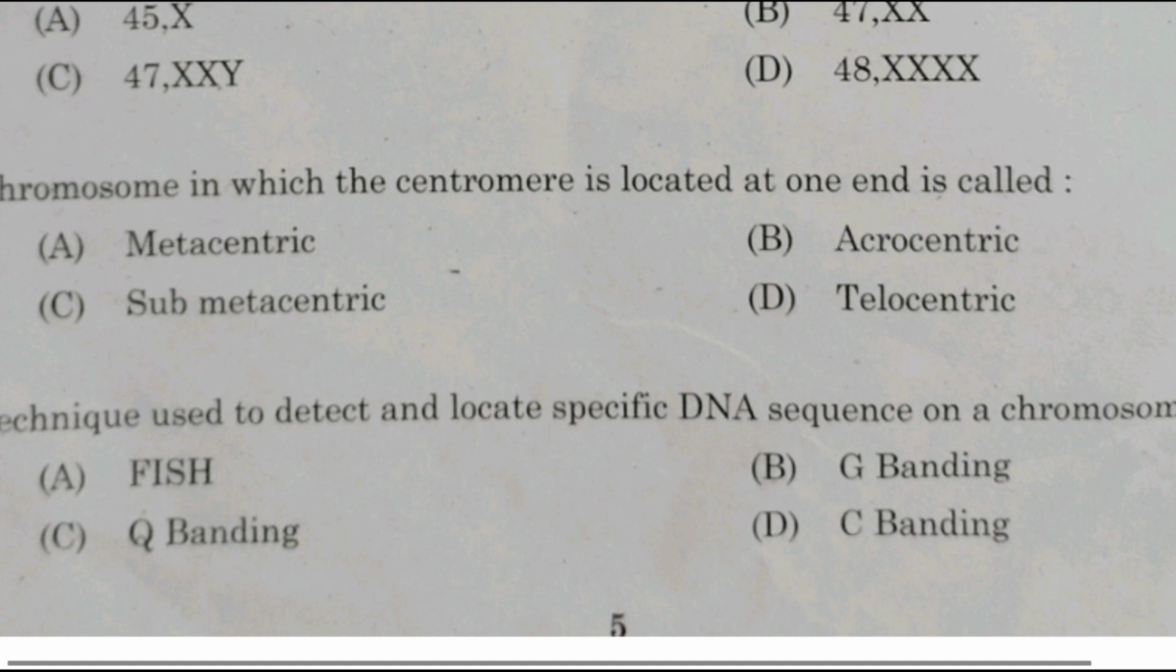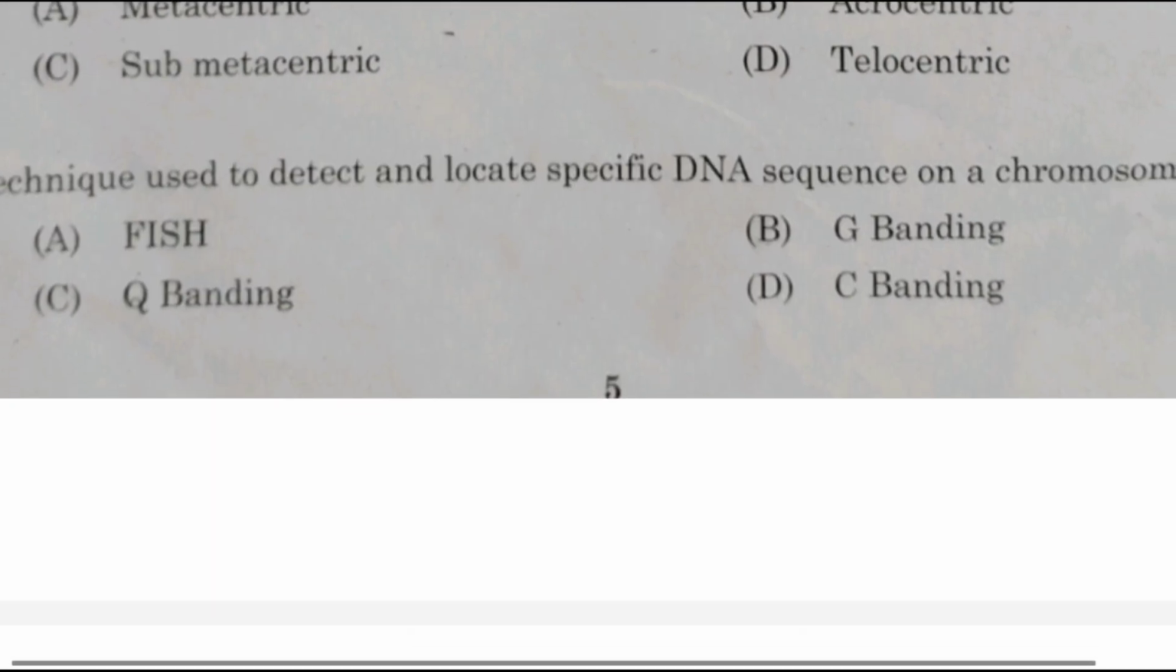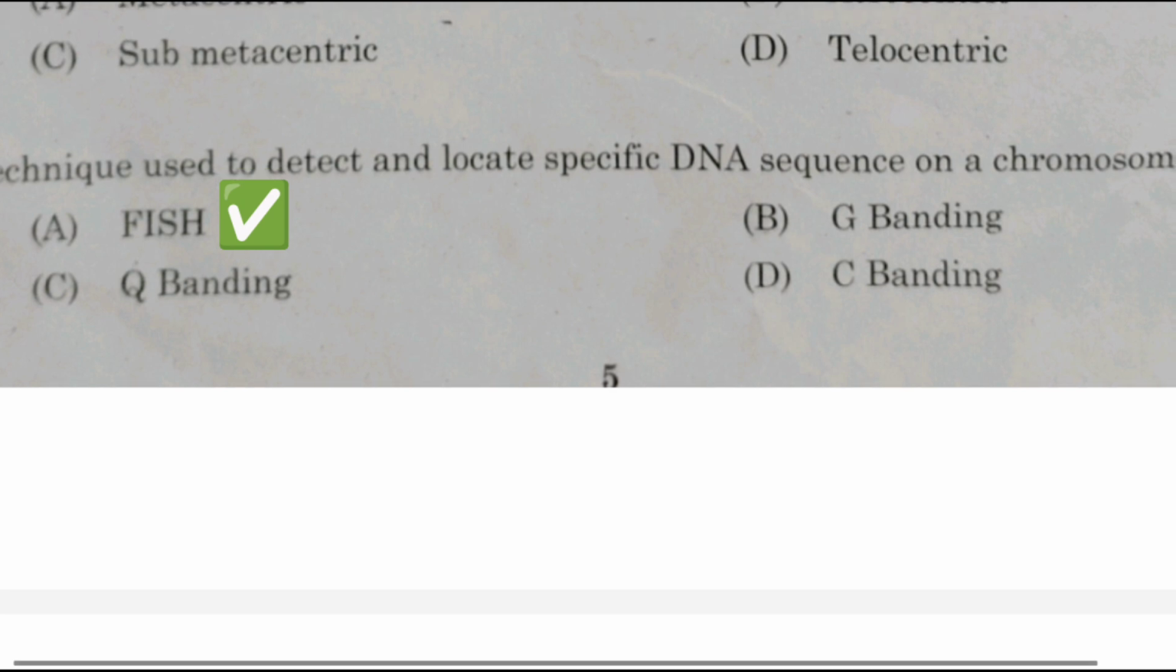Next one. A chromosome in which the centromere is located at one end is called. The right answer is option D, telocentric. Next one. A technique used to detect and locate specific DNA sequencing on a chromosome. The right answer is option A, FISH.